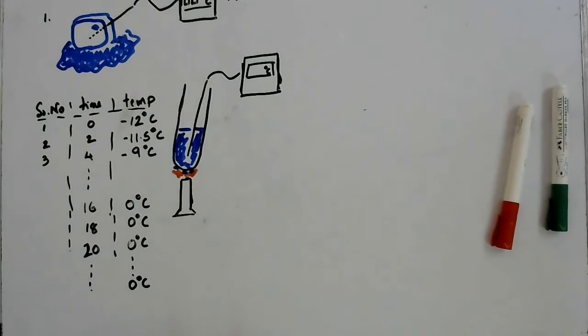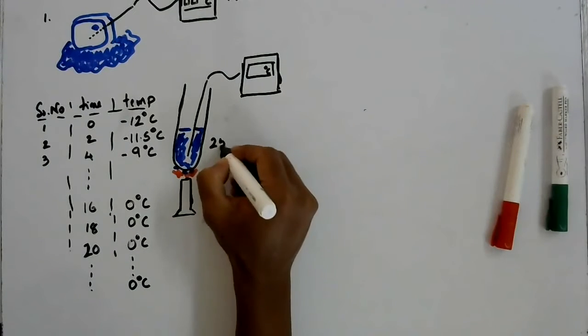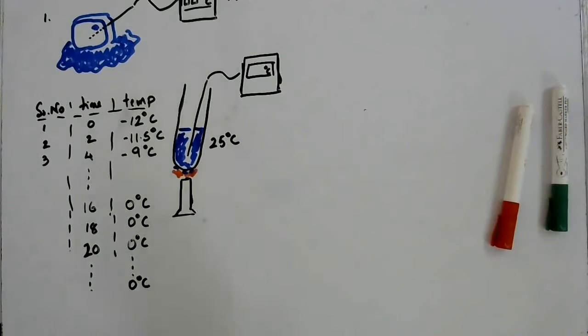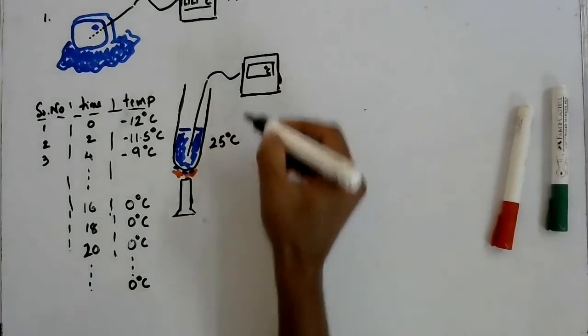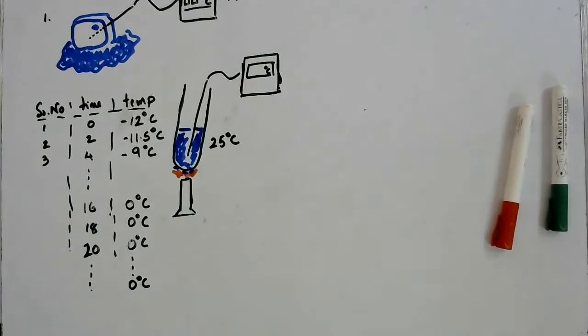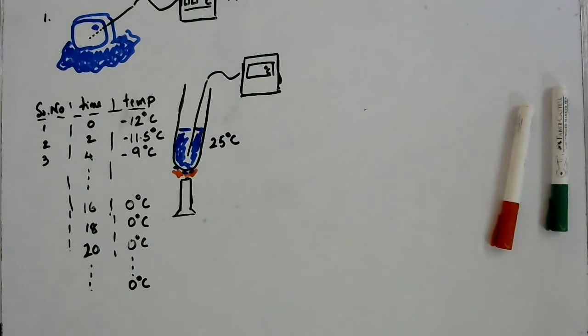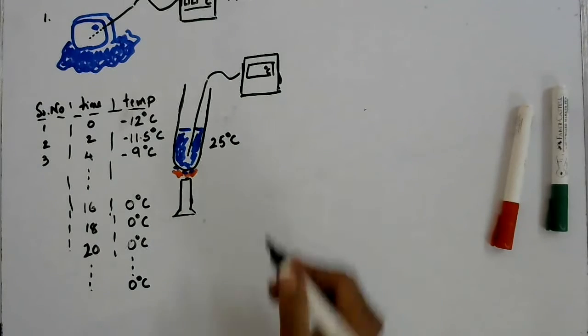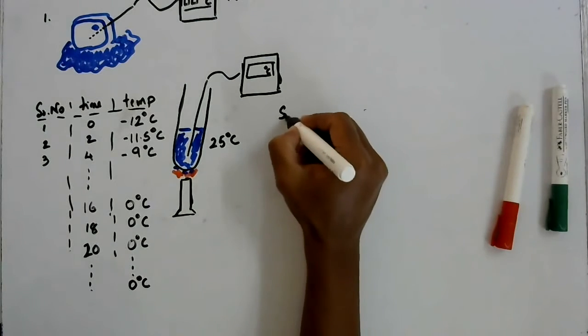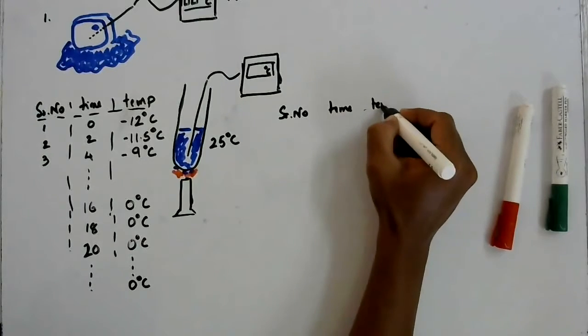Another experiment would be to take water which is at room temperature, let's say 25 degrees Celsius, and then you begin to heat it. You do the same thing, take a probe and note down the rise in temperature. In this case, because you are using a Bunsen burner, you will have to note it down at perhaps 1 minute intervals, and you will see the data again in terms of time and temperature.